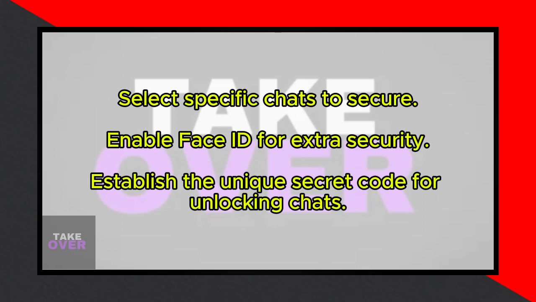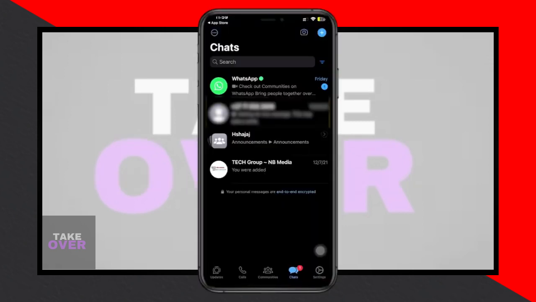After setting up Face ID, proceed to establish your unique secret code for unlocking the chat. This code serves as an alternative to Face ID. With these simple steps, you can enhance the security of your WhatsApp chats.